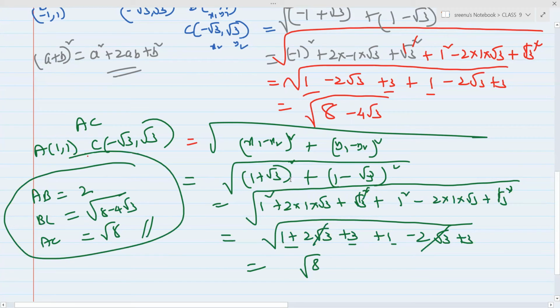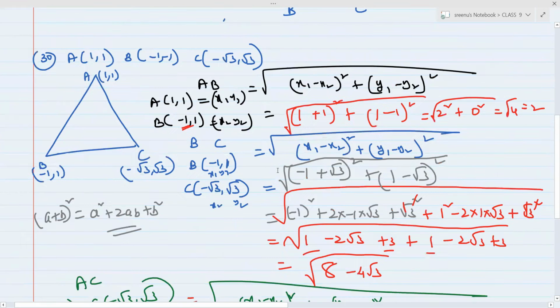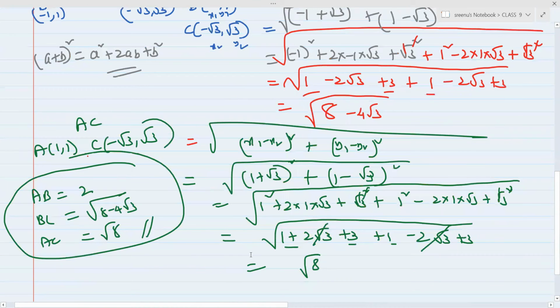Okay, now you understand the procedure, no? How to find? Please take screenshot. AB, BC, CA, how to find? Okay. Now I'll open the question.